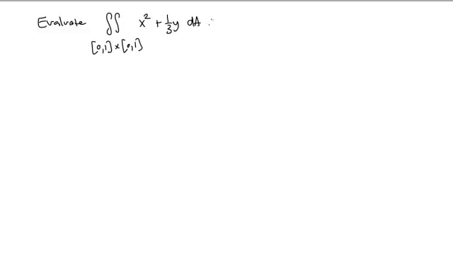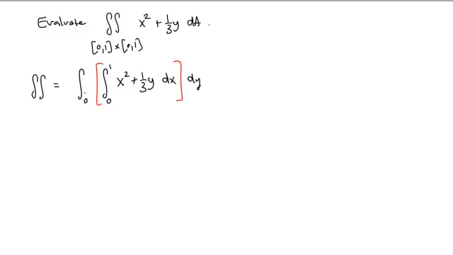Let's evaluate the double integral over the rectangle [0, 1] by [0, 1] of x squared plus 1/3 y dA. So Fubini's theorem says that this double integral could be expressed as follows. We could take the function and first integrate it with respect to x between the limits for the x value 0, 1, and then take that and integrate that as a function of y between the limits on the y value 0, 1. So let's go and do this.